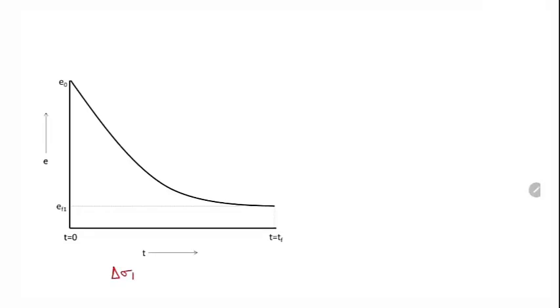As I have said, at time t equal to 0, the value of void ratio is maximum. As time progresses, the void ratio gradually decreases, and at time t equal to Tf, where the entire pore water pressure is dissipated and effective pressure is equal to applied pressure, the value of void ratio is minimum. So we can see that for pressure delta sigma 1, the value of minimum void ratio is ef1.